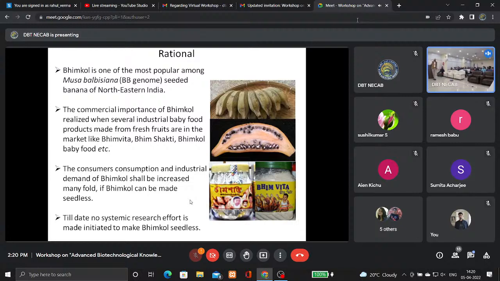This is Bhimkol, one of the very important indigenous varieties of this region. As I said, it contains more than 100 to 150 seeds in a particular fruit. These are the two products the entrepreneurs have developed, Bhim Shakti and Bhim Beta. Because of these seeds, when they are making these products, 50% of the pulp is lost due to the seeds.